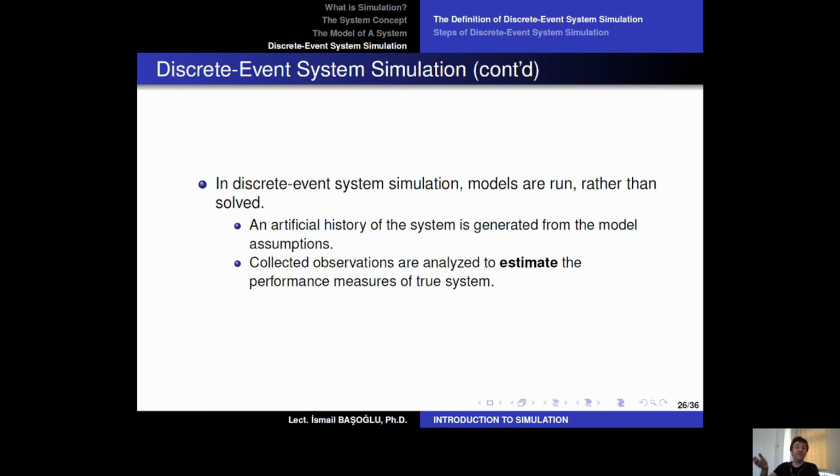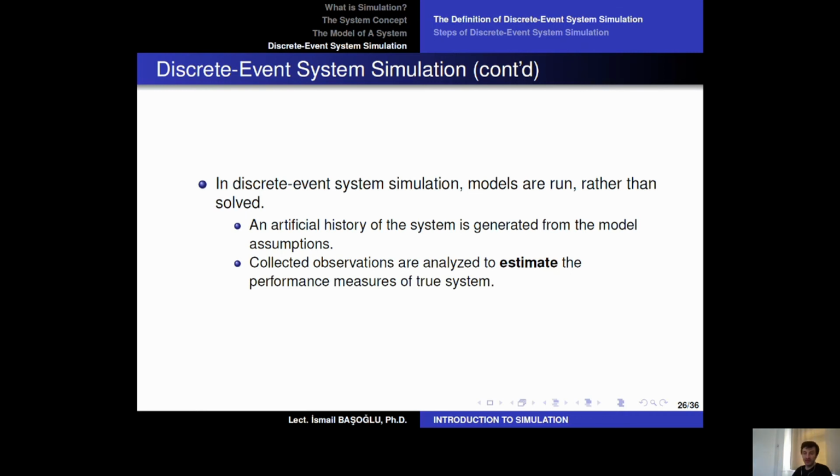Now, after collecting this artificial history, the observations collected are going to be analyzed statistically, and we are going to estimate the performance measures of the true system. So the model is going to produce an artificial history. This artificial history, when statistically analyzed, will help us to estimate the actual performance metrics that are supposed to happen in the original system. These estimations are only reliable if the model can represent the original system validly enough, and it is not too complex.